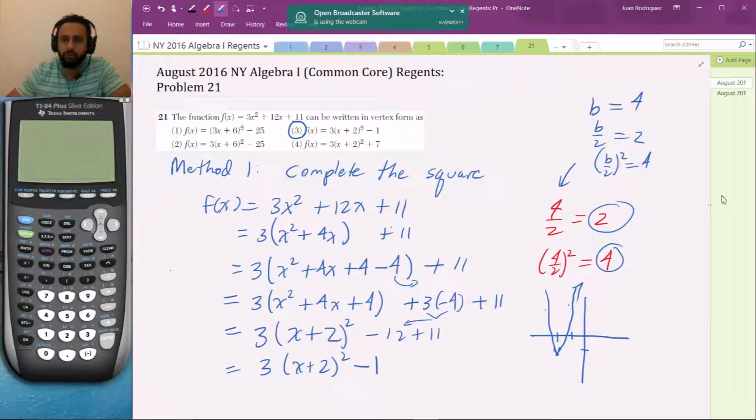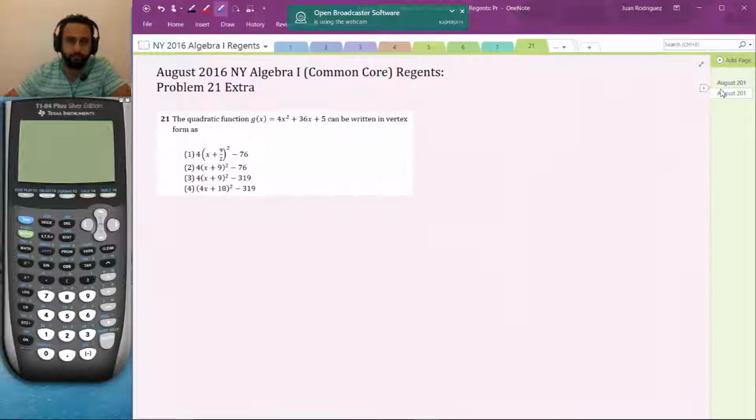Okay, so let's try another example. The quadratic function g of x equals 4x squared plus 36x plus 5 can be written in vertex form as one of these 4 functions. I do recommend that you try this on the calculator. My initial intention was to do it on the calculator, but I feel like it would be better in this case to do this on paper.